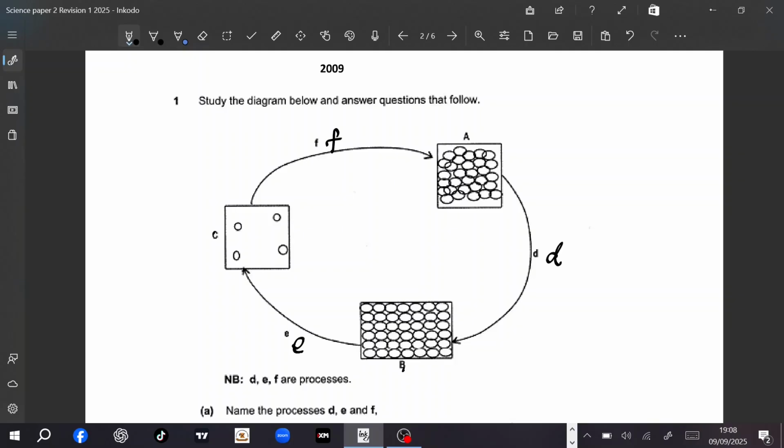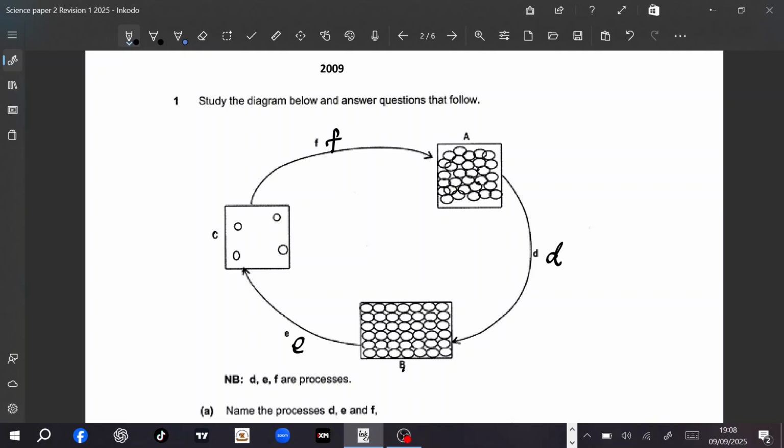So let's focus our attention now on A. When we look at A, it is a state or a substance. Now, this substance, in which state is it? It looks like it is in a solid state. Why? Because the particles are closely packed.